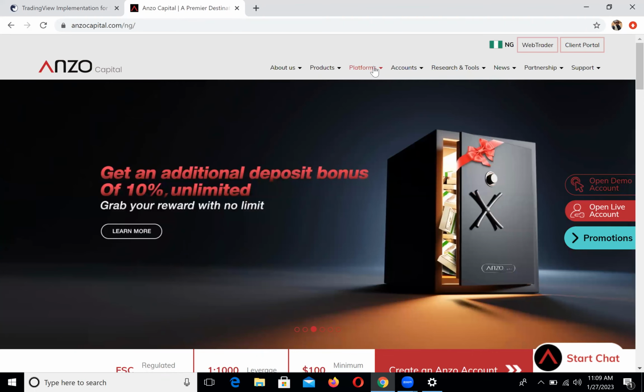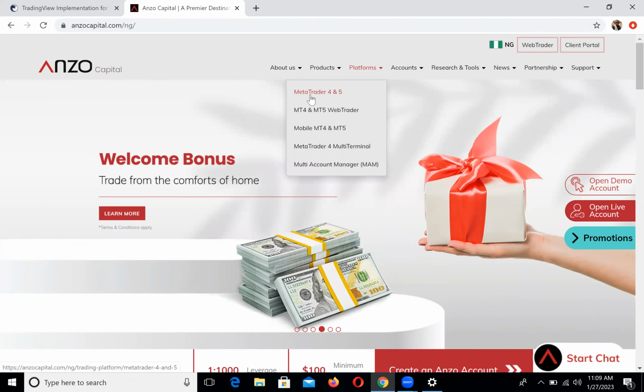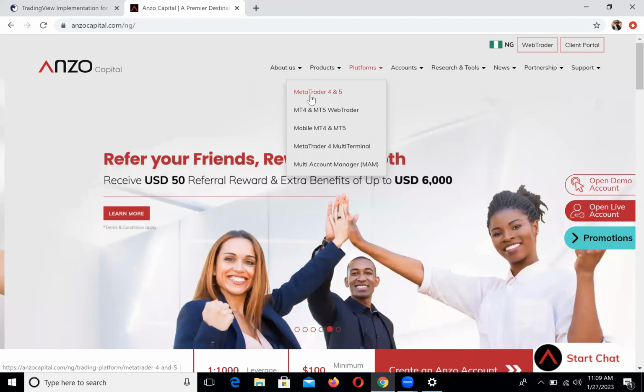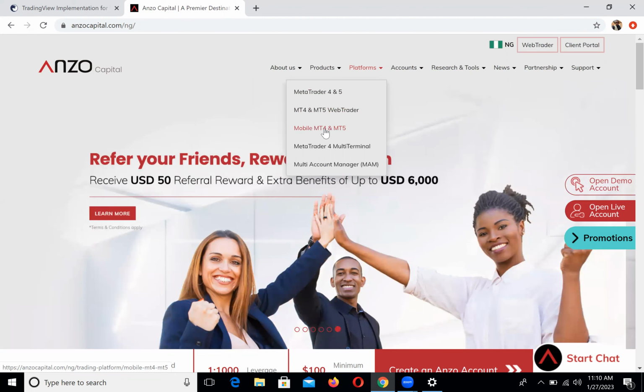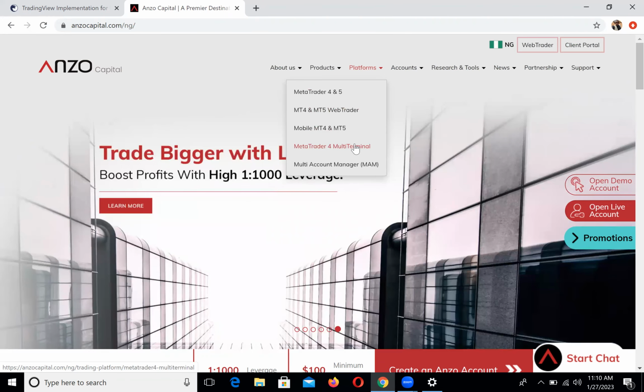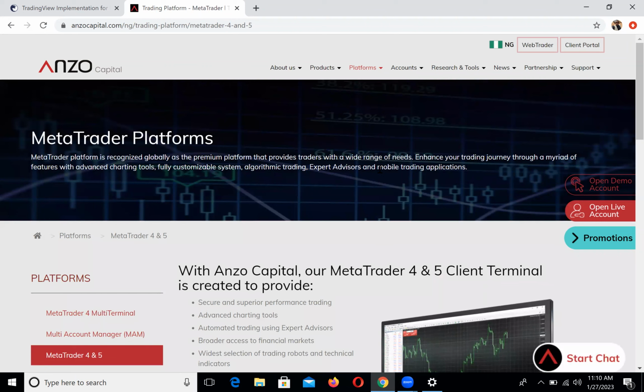This is my Anzo Capital, their website. If you want to download it from their website, all you have to do is click on platform here. You see MetaTrader 4 and 5 at the top. You see the MT4, MT5 web trader. This is for mobile, this is for web terminal. We are using the computer, so we'll go for this first one. We're supposed to see MT4 for Windows.